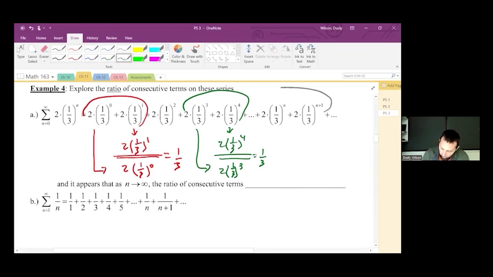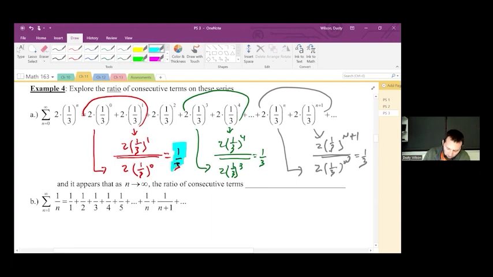So if we look at the n plus 1 and nth terms, this would be 2 times a third to the n plus 1 divided by the term before it. So it's the second term divided by the first term: 2 times a third to the nth. And once again, we see the 1/3. Here again, you have the same fraction each time, the common ratio. And that's one of the distinctive, or maybe the distinctive characteristic of a geometric series.